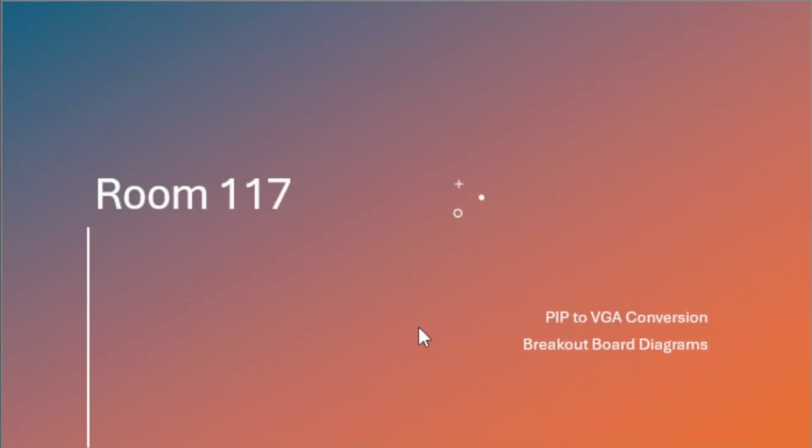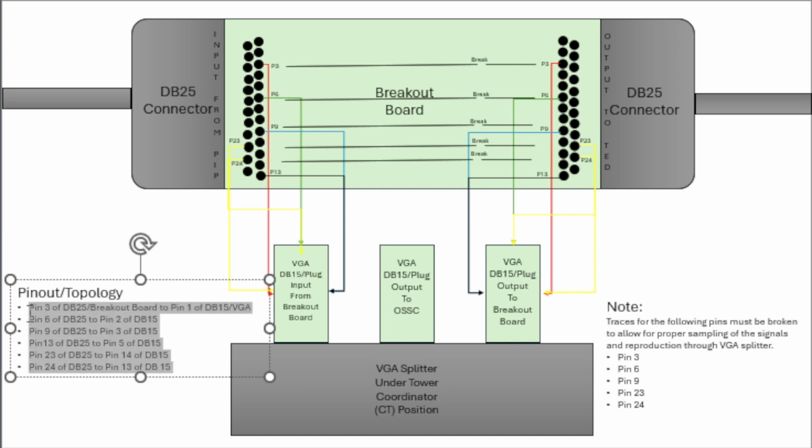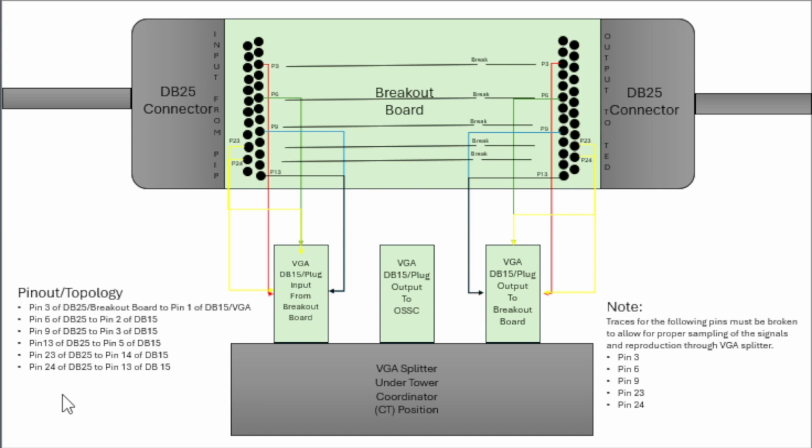All right. Let's first begin with the PIP to VGA conversion breakout board diagram. Primarily here you see the DB25 connector coming from the PIP device, the output DB25 connector, breakout board in the center. Typical pin topology: pin 3 of DB25, breakout board to pin 1 of DB15 VGA. This discussion over here is the pin-to-pin comparison from going off the DB25 connector down to the VGA that's going to this VGA splitter that I have at the very bottom. If you need to take a second to look at those pins, I encourage you to do that now. Pause the video and look at those pins if you need time to.